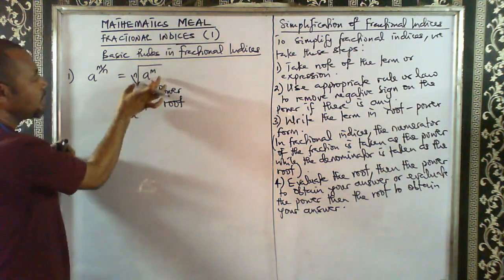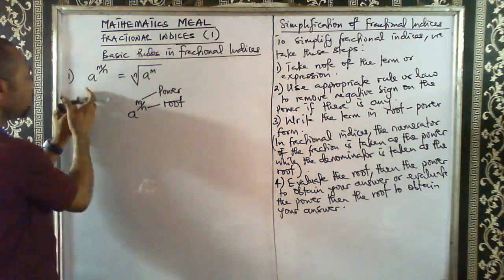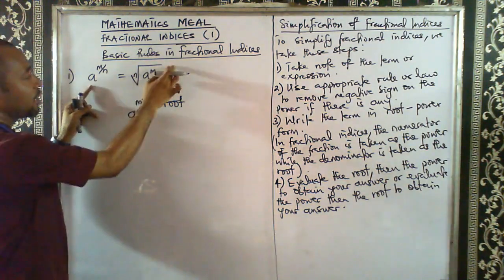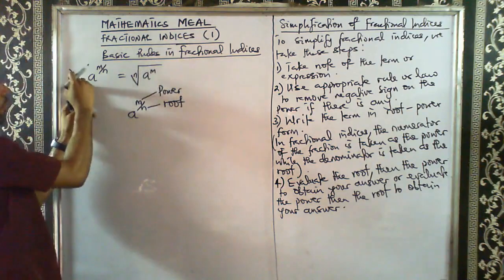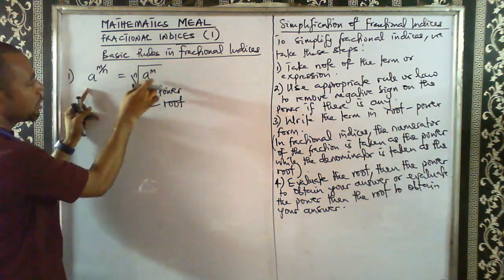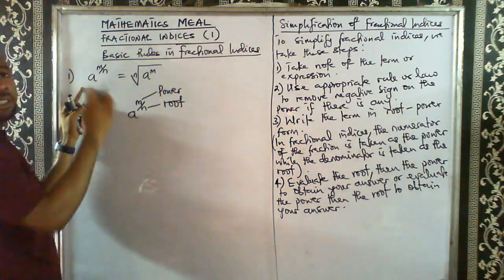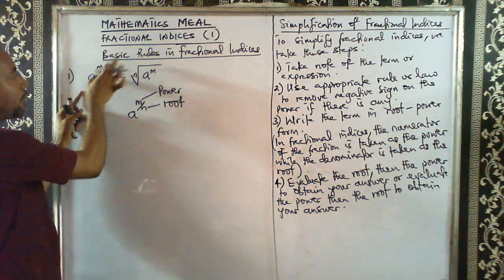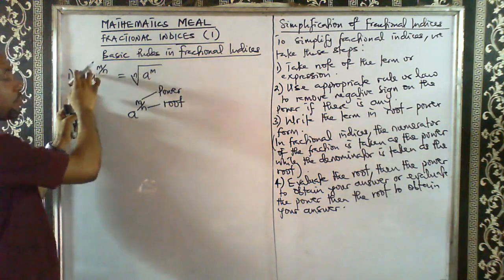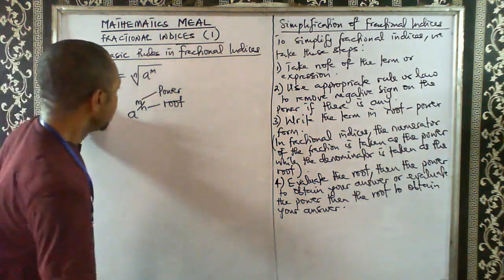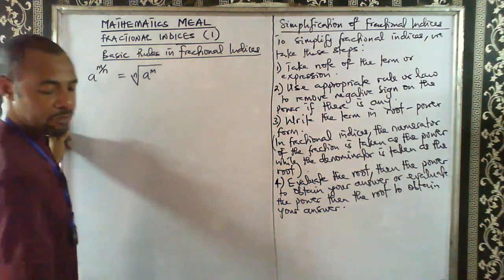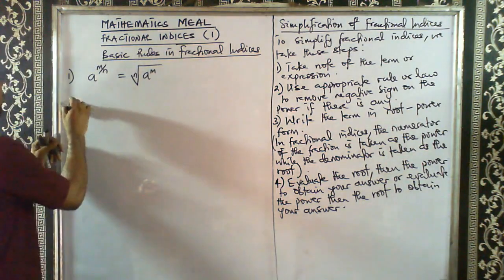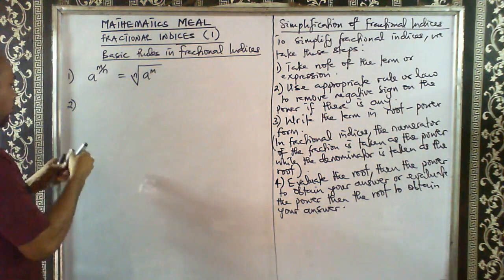That means fractional indices in this form can also be written like this. So if I have these fractional indices in this form, I can move it to this. If this can go to this, it means that this can also become this. Very important. Okay?